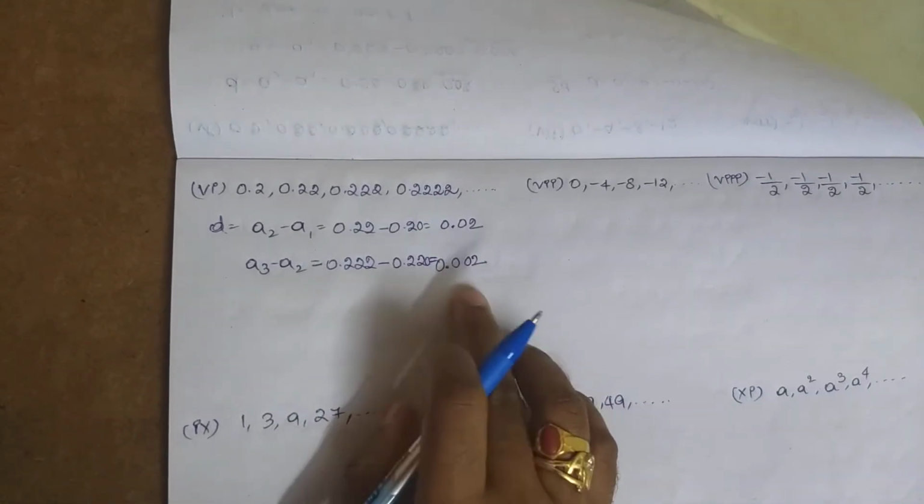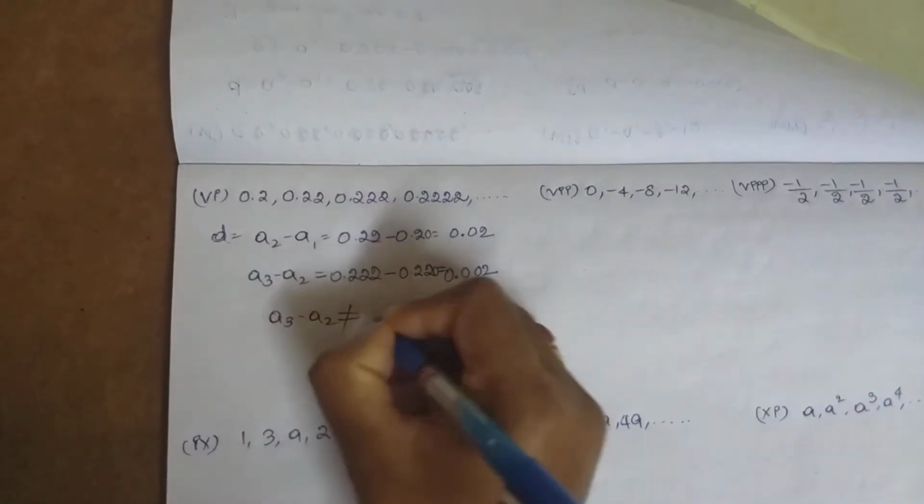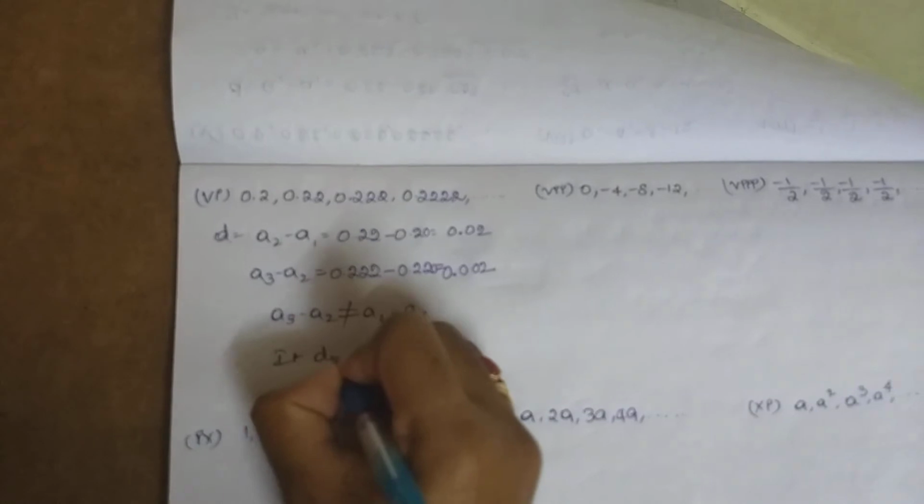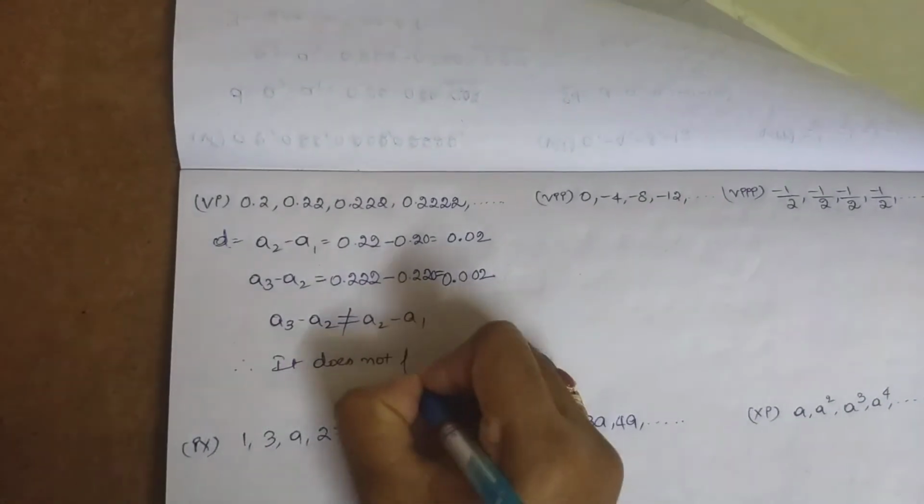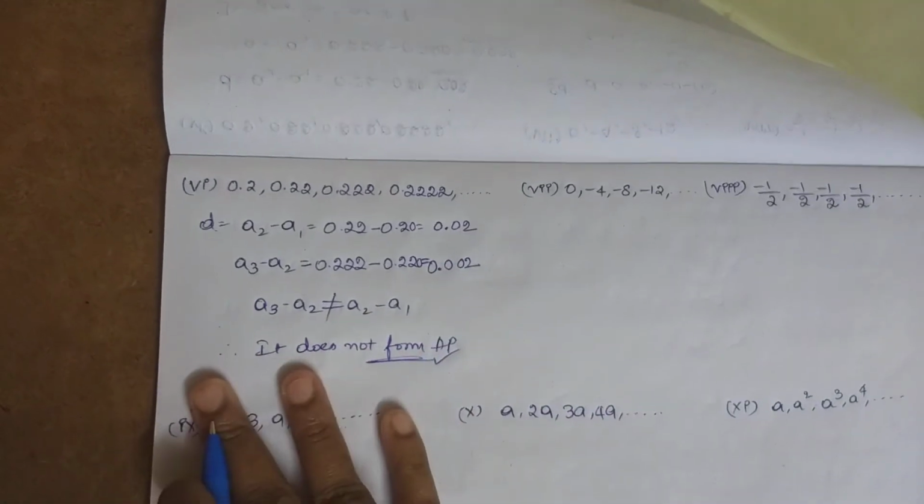So 0.02 is not equal to 0.002. So it is not true. So here a3 minus a2 is not equal to a2 minus a1. Therefore it does not form an AP. Clear? This is the solution for sub question 6.